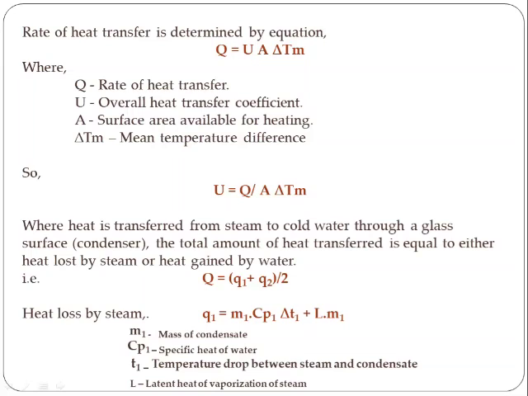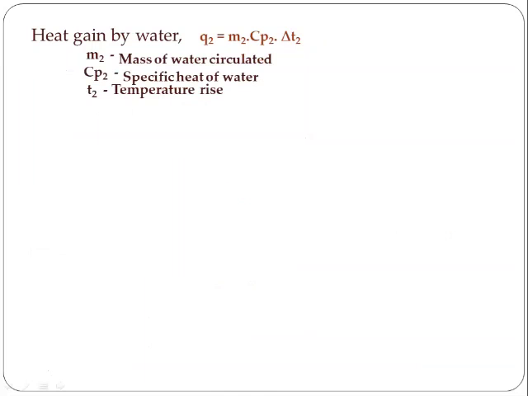First of all, how to calculate Q1, that is heat lost by steam. The equation becomes Q1 = M1 × Cp1 × ΔT1 + L × M1. Here M is the mass of condensate, Cp is the specific heat of water, ΔT1 is the temperature drop between steam and condensate, L is the latent heat of vaporization of steam. In this way we can calculate the heat lost by steam.